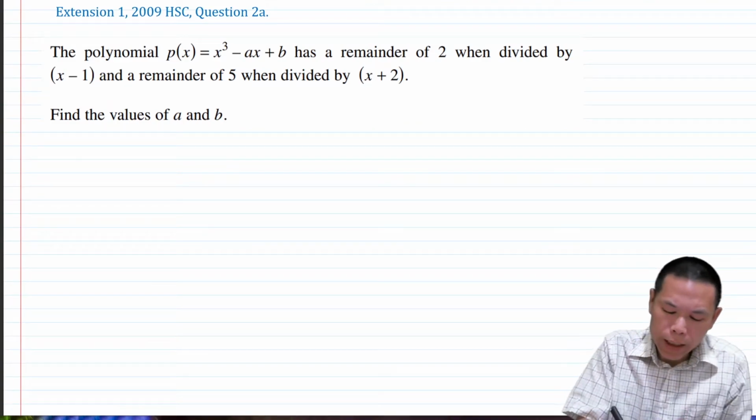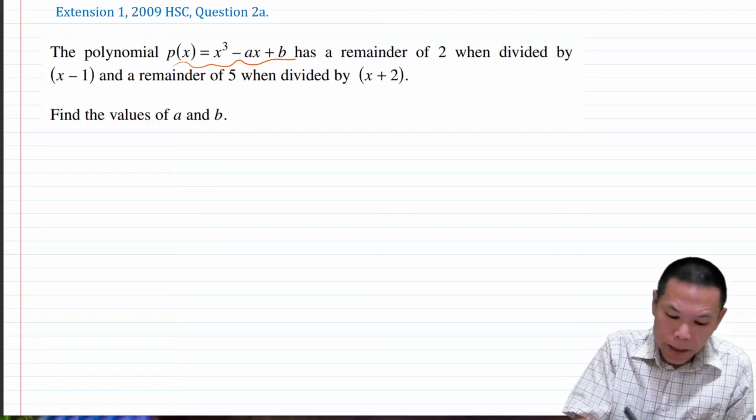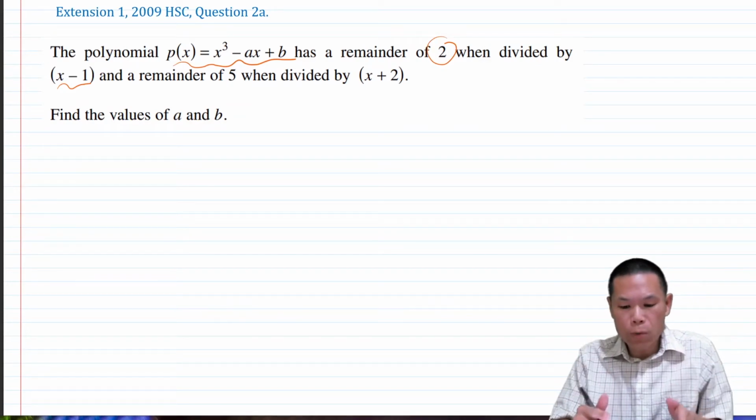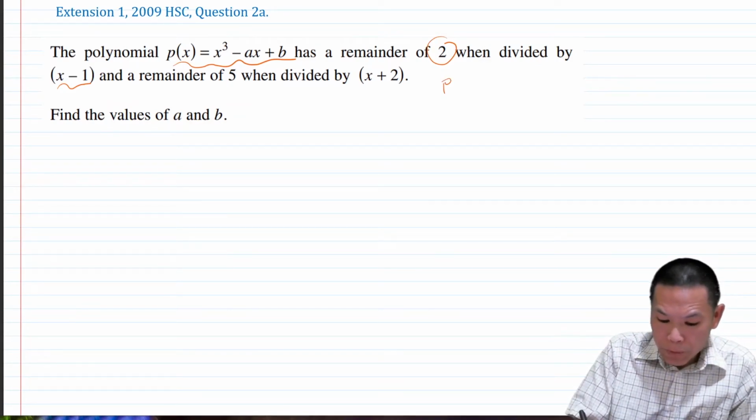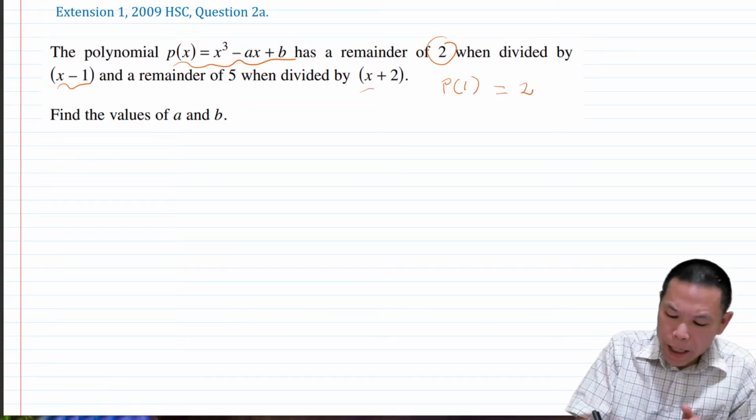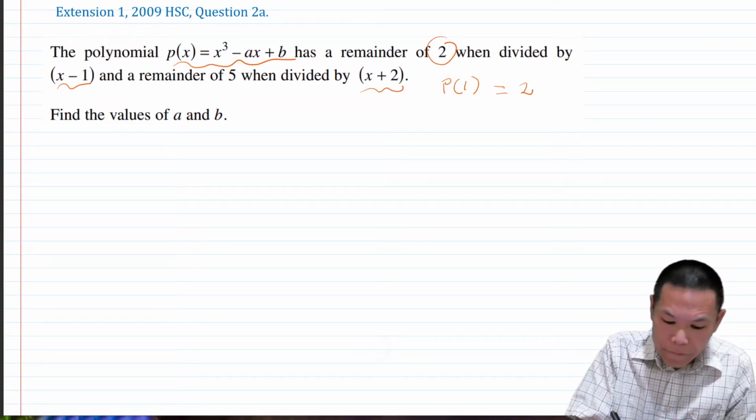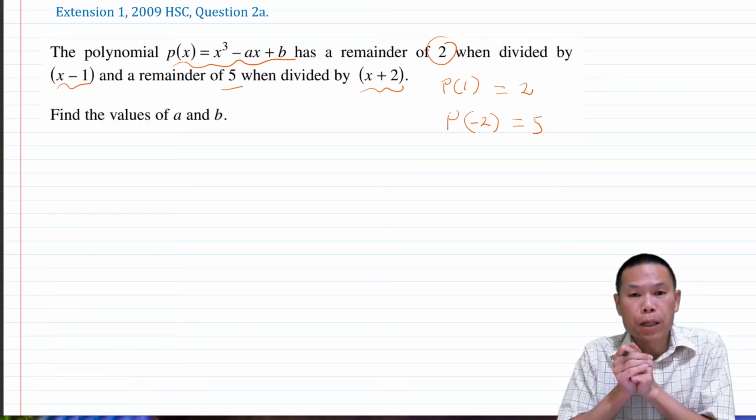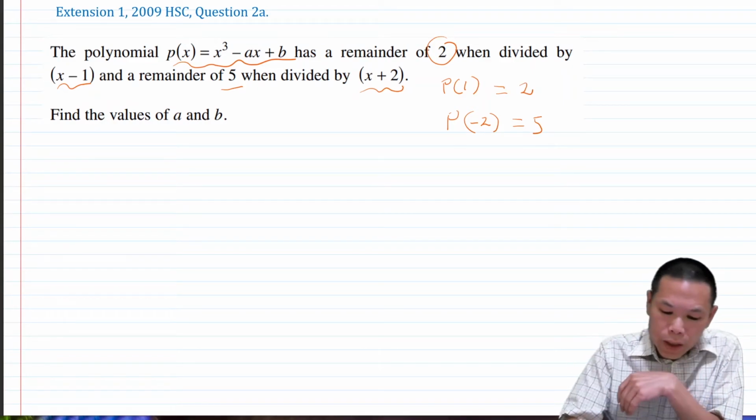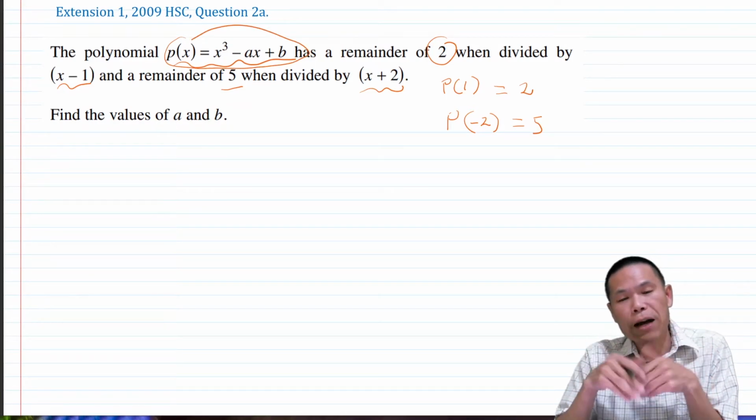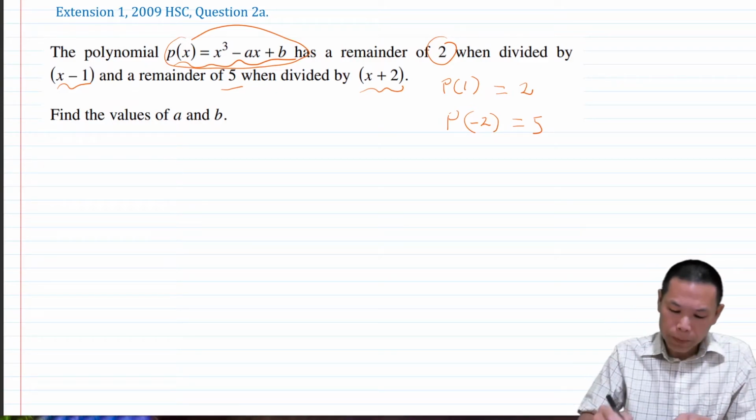Next one. We know that this polynomial divided by x minus 1 has remainder 2. In other words, P of 1 is equal to 2. And if it is divided by x plus 2, the remainder is 5. So this means that P of negative 2 is equal to 5. Please keep that in mind for me. Now we just substitute these values into this polynomial, and then we solve by simultaneous equations to find the values of a and b. So let's get into it.